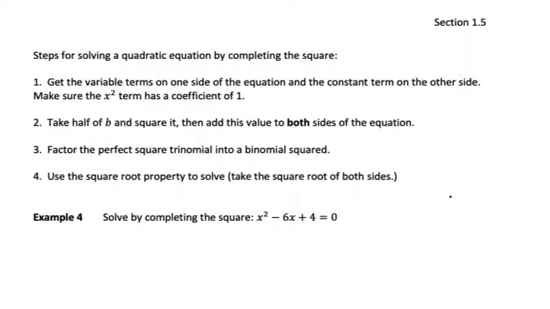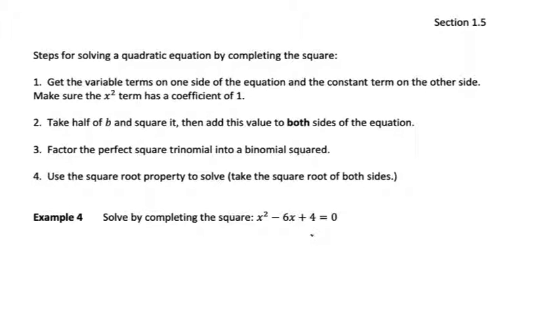So now we're going to talk about how you actually use completing the square to solve the quadratic equation. These are the steps. First, you want to get the variable terms on one side and the constant term on the other side. So when we talked about factoring, we needed to have 0 on one side of the equation. For completing the square, we want to have just the x squared and the x term on one side of the equation with the number on the other side. So it's a little bit different in that way.